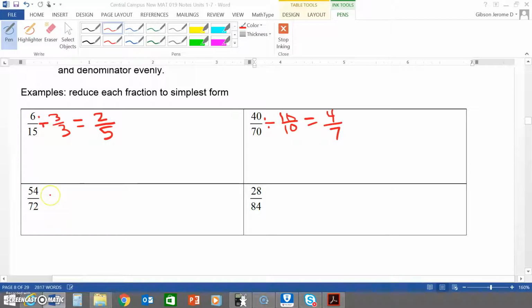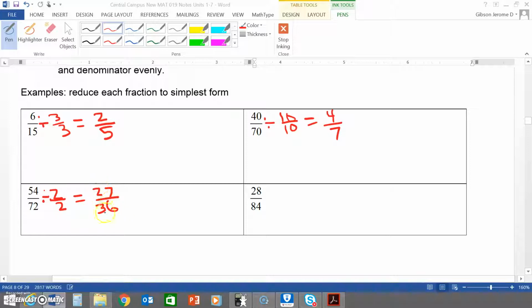Now we look here at 54 and 72. Now if you don't know what goes into 54 and 72, both of them are even, so we could start off with the number 2. We could divide both by 2. 54 divided by 2 is 27. 72 divided by 2 is 36.